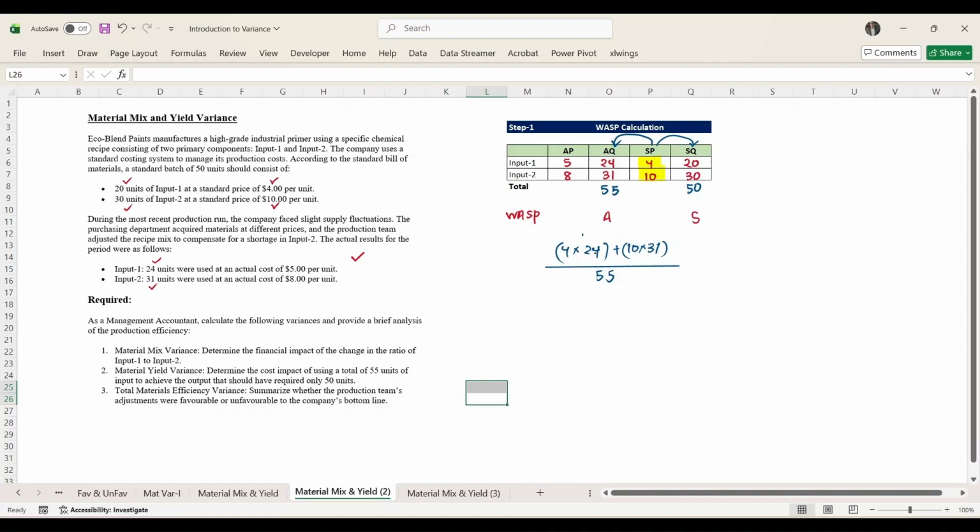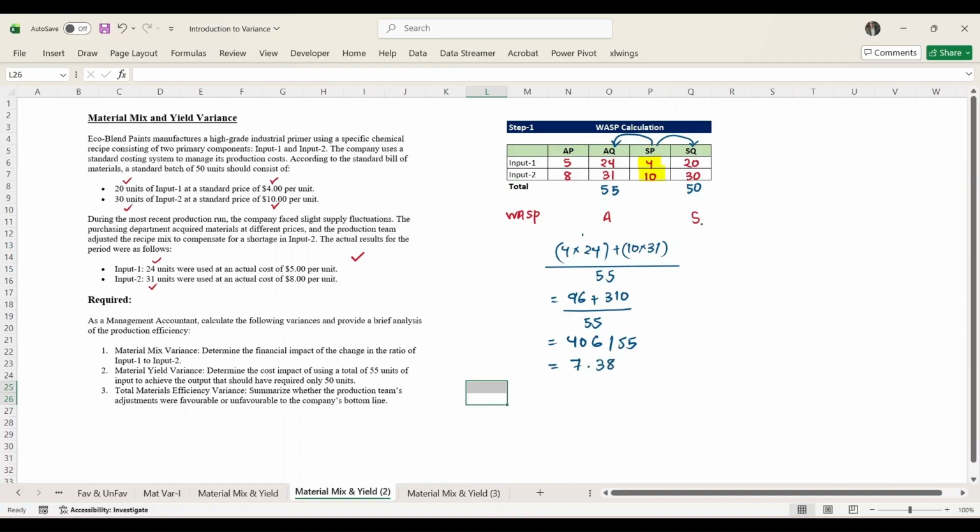And this will get for 24 into 4, that's 96, plus 31 into 10, 310, divided by 55. 310 plus 96, this becomes 406 divided by 55. You can use the calculator. This is 7.38. That is our WASP A.